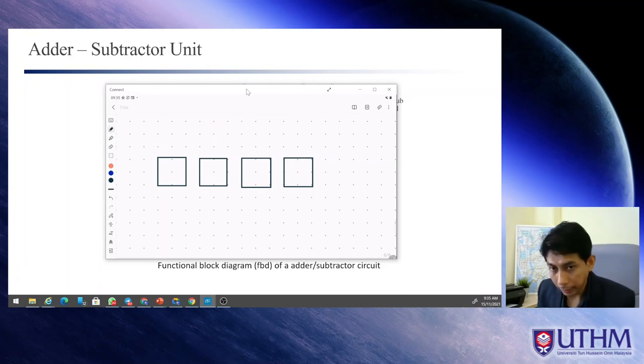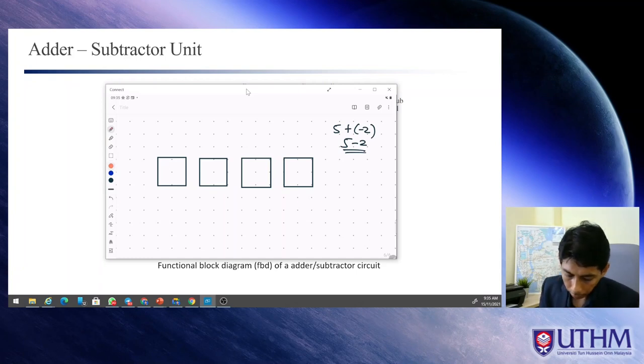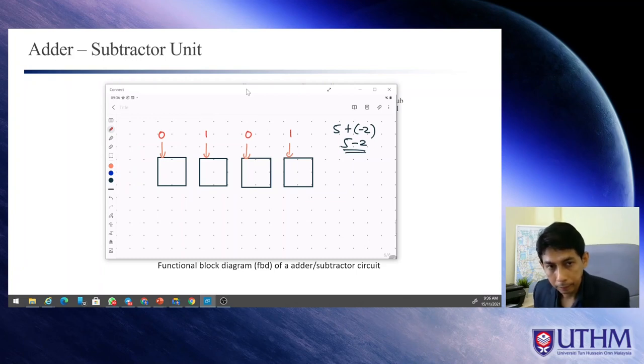Now, for example, we want to implement 5 plus minus 2, or 5 minus 2. How do we do that in hardware? First is, of course, number 5. So we can have number 5 here: 0, 1, 0, 1, right? Very easy. So our x will be, x is equal to 5. Now our y should be equal to minus 2 in our case.